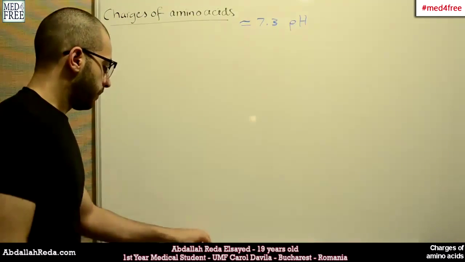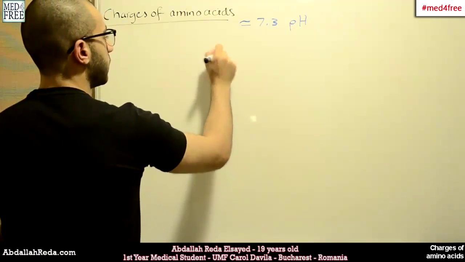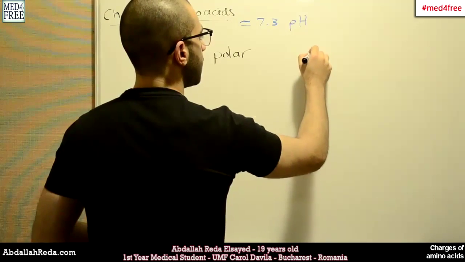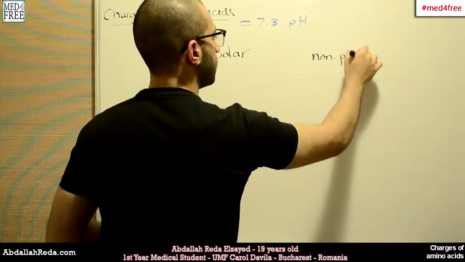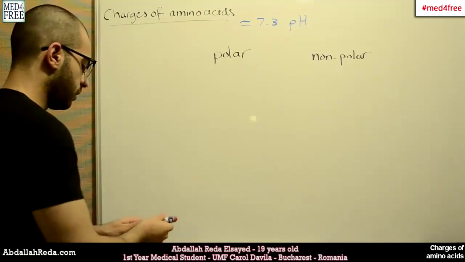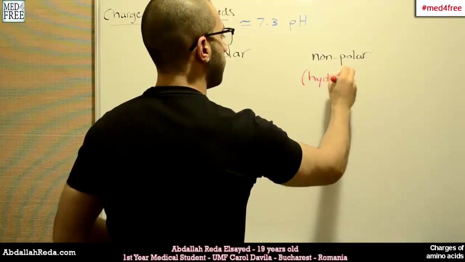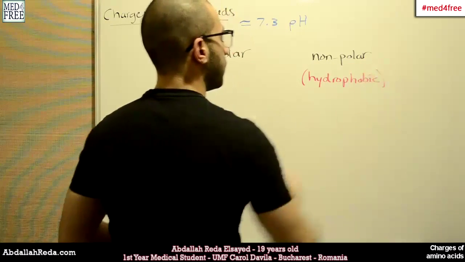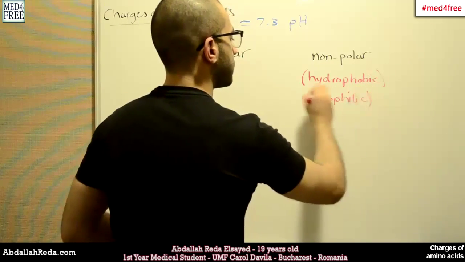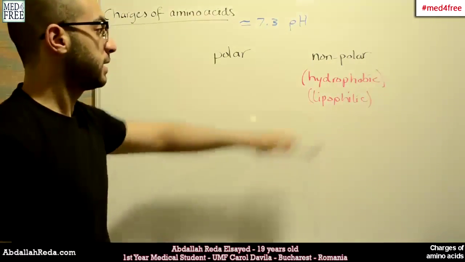So we have two types of amino acids. We have polar amino acids and nonpolar amino acids. The nonpolar amino acids are hydrophobic or lipophilic. This means that they are afraid of water or they like fat.